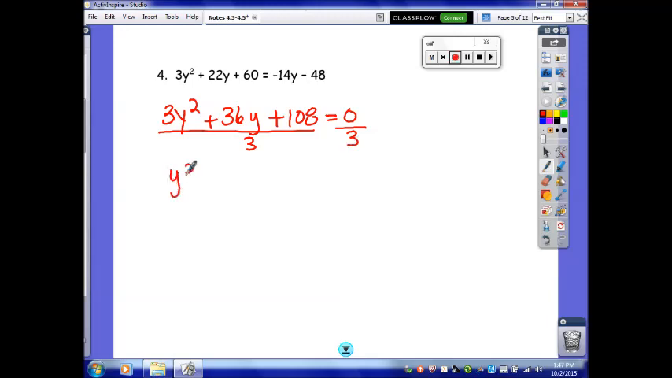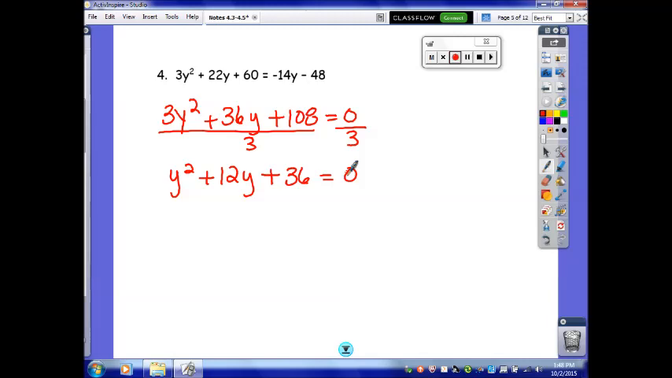What is it? y squared plus 12y plus 36 equal to 0. And like I said, I can do this because I'm solving. I have equal to 0, so I can divide both sides by 3. But I cannot do this when I'm just factoring. If I'm just factoring, I've got to keep that GCF.